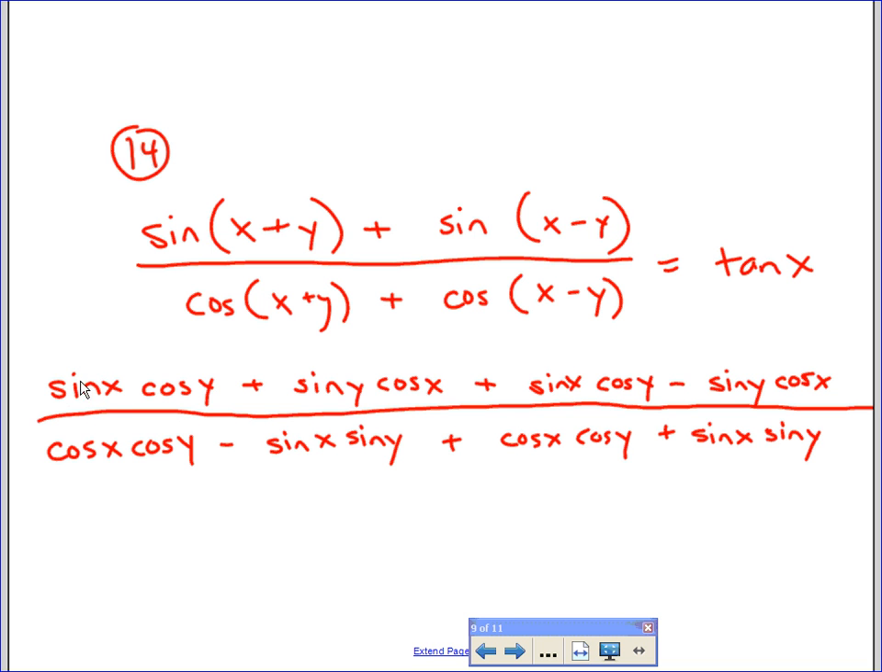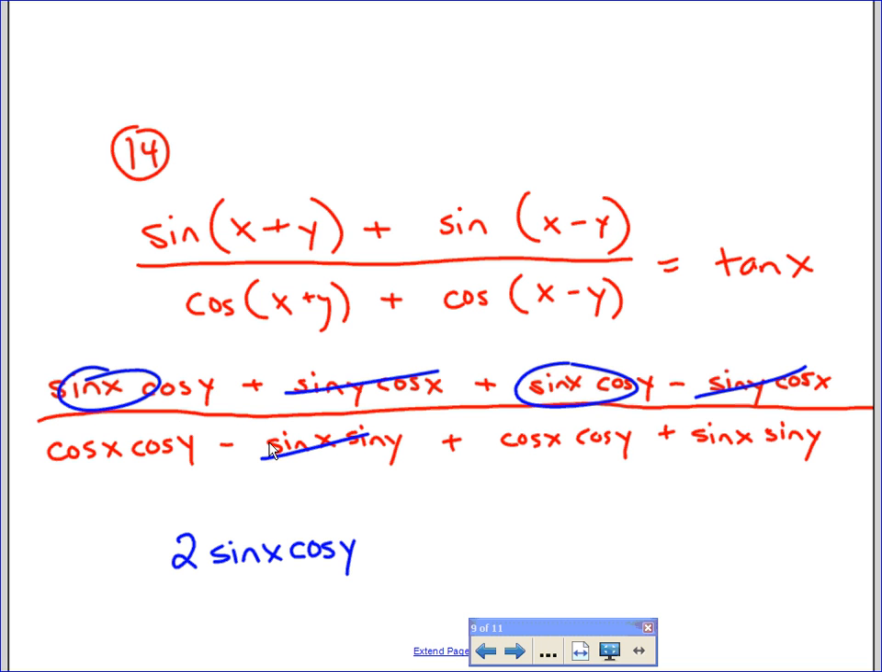Okay, across the top, sine of x cosine of y, sine of x cosine of y. So I have two of those that are both positive. Yes, 2 sine of x cosine of y. Now check this out. Sine of y cosine of x, negative sine of y cosine of x. I know it's kind of painful to get to that point, but now that you're here, stuff starts to cancel out.